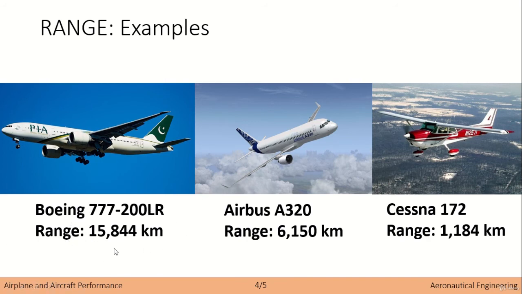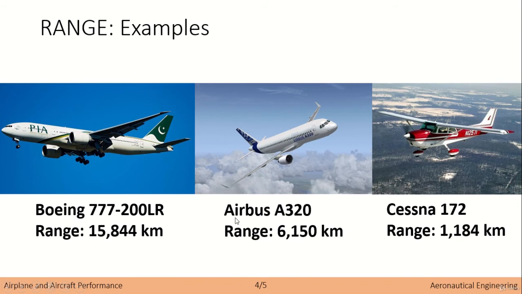So this means that with this kind of range you can almost get from one point to any other point of Earth, within a distance of 15,000 kilometers, which is very practical and can be used for many different purposes. If you want to go from the United States to China, probably you'll need a high-range aircraft such as the Boeing 777-200LR.